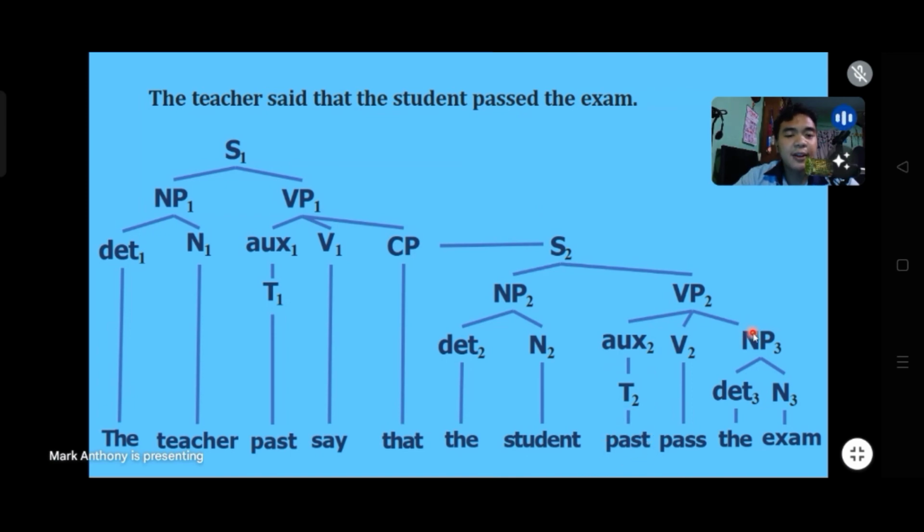Therefore, we should label it as past. And then followed by the third noun phrase that we have in the sentence, which has two subconstituents. We have the determiner, and then we have the third noun.